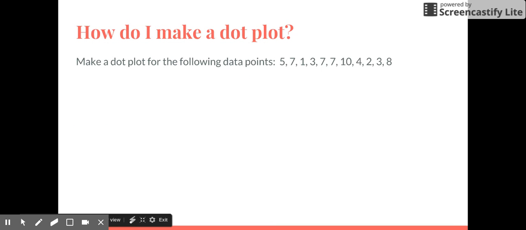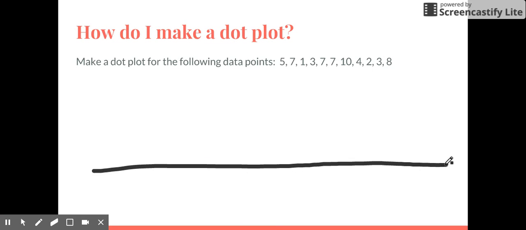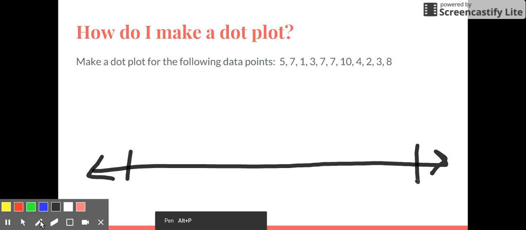All right, so let's review how to make a dot plot. We're given the following set of data points, and we're going to use them to make a dot plot. So the first thing I want to do is draw a number line. Make sure you put arrows at the end because remember, number lines go on forever and ever because there's no limit to how many numbers we have in this world. So what I want to look at next is what should I start my number line at and what should I end it at? Really, what I do is look at my maximum and my minimum.